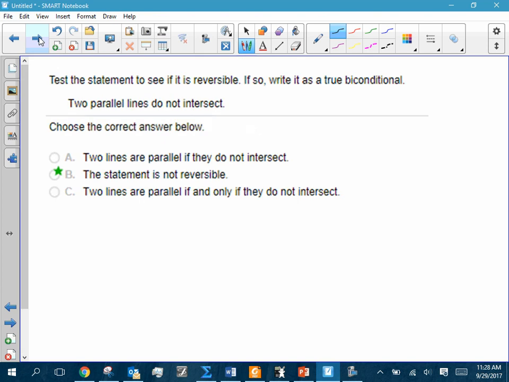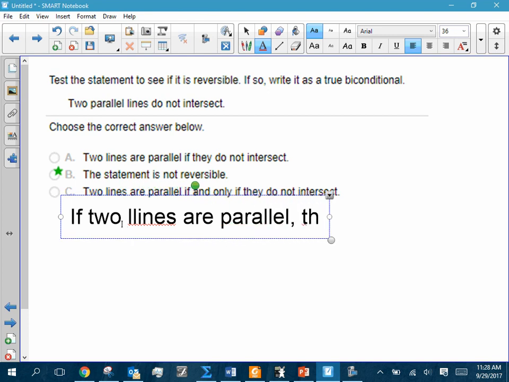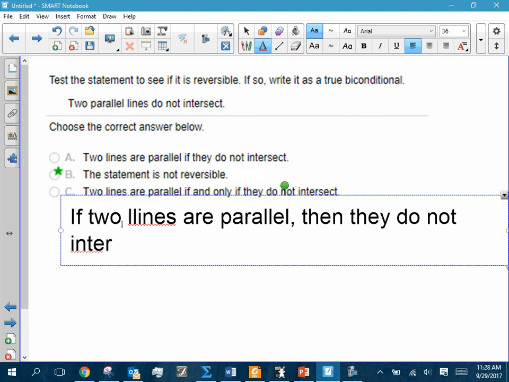This one people struggle with, I think, as well. Parallel lines. We haven't talked a whole lot about parallel lines, but we did mention this at one point earlier, maybe the second week of school, first week of school. It says 2 parallel lines do not intersect. So writing that, we say if 2 lines are parallel, then they do not intersect.